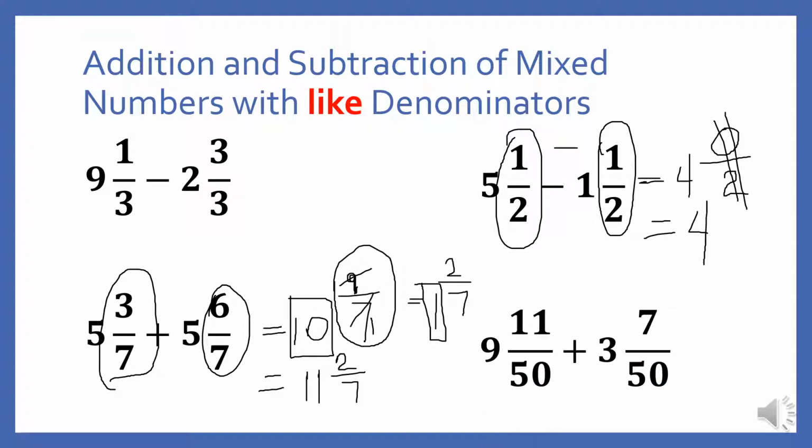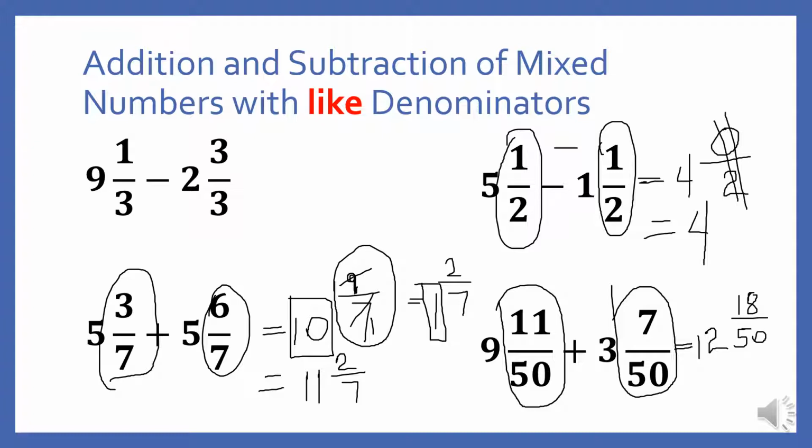We have 9 and 11 over 50 plus 3 and 7 over 50. You have two methods. Okay, you can convert it to an improper fraction first and then add, or work out your whole numbers first and then your fractions. So I'm going to work out my whole numbers first. 9 plus 3 is 12. Now I'm going to work out my fractions. What am I looking for? I'm looking to see if I have common denominators. Yes, I do. So all I need to do is add my numerators. 11 plus 7 is 18. Okay, so this is my answer.